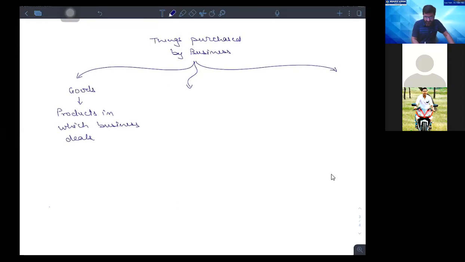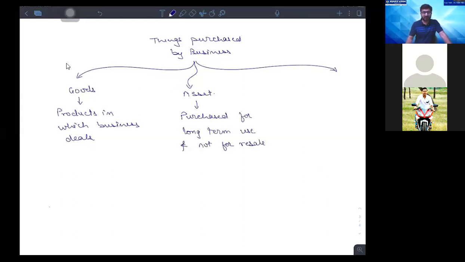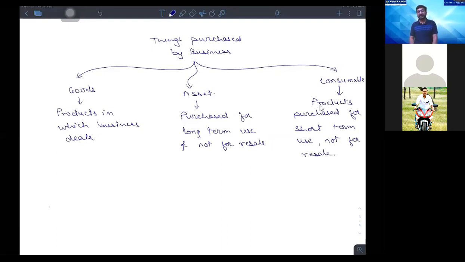Purchased for long-term use and not for resale. That is what we call assets. And third is consumables. Products purchased for short-term use and not for resale. That's what we call consumables.